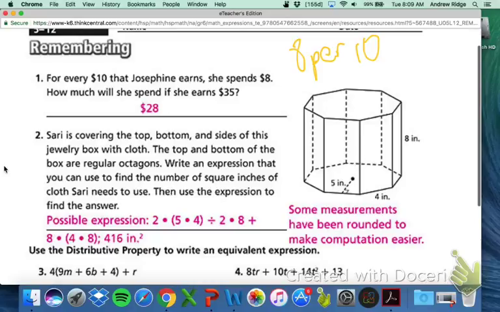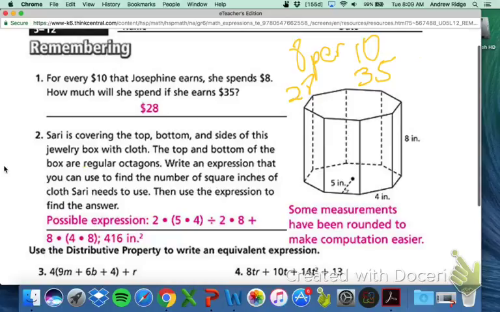Right? So if she spends 35, this is 35, this is 28, right? So it's 3.5. If you have tens, 35 is 3.5 tens, and 3.5 eighths is 28. It's that simple. There's a lot of ways to make it more complicated.